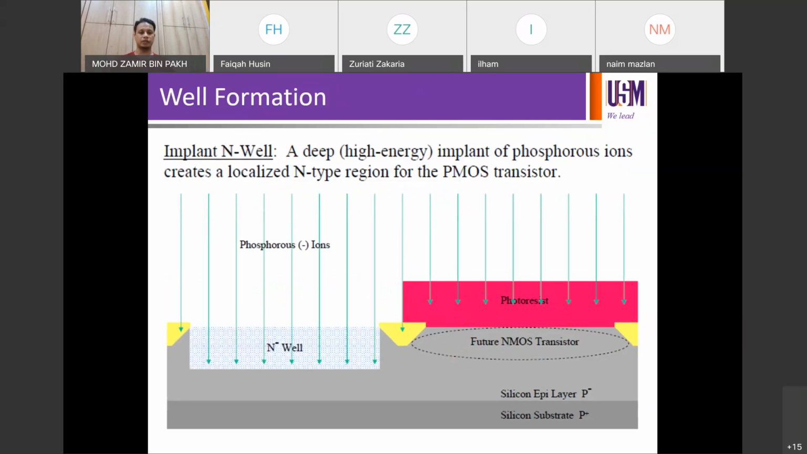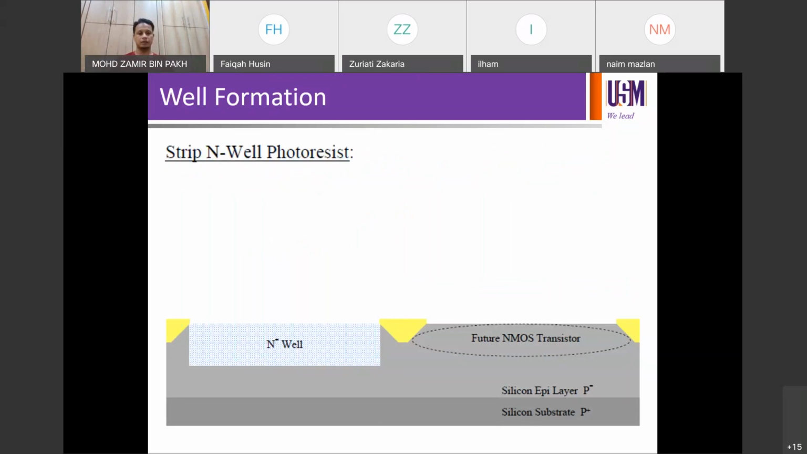Now we do ion implantation, the resist is thick enough. A deep, high energy implant. We learned about middle energy, low energy, high energy. High energy is meant for the deep implantation process. Therefore we use high energy for deep implantation of phosphorus ions. You use phosphorus ions to create a localized N-type region for the PMOS transistor. Okay, PMOS N-well. So you form the N-well now on the left hand side, but you block the formation of any well on the right hand side. Done. So we strip off the resist from the right hand side. Done. Finished. So what's next?